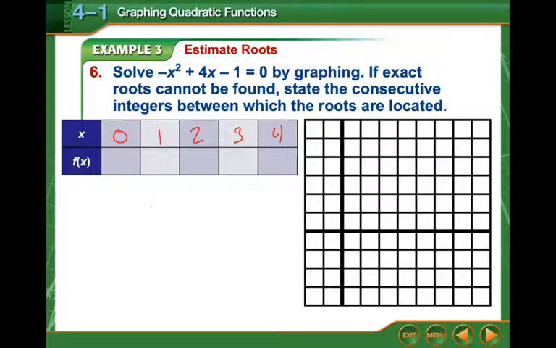When we graph it, or we come up with our solutions, we plug in 0, we get negative 1. We plug in a 1, we get 2, 3, 2, negative 1. So plotting our points. That's what our graph looks like.